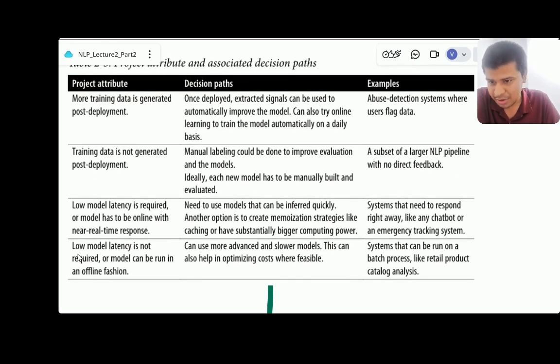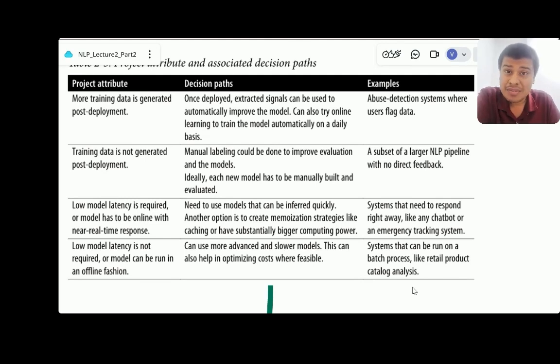Now we'll go to the fourth scenario. Low model latency is not required, or the model can be run in an offline fashion. These are systems that can be run as a batch process, like retail product catalog analysis. So what is this retail product catalog analysis? Whenever a particular product category is bought by customers, we do some customer segmentation and analyze which category or catalog is most interesting for what kind of customers. So these kinds of analysis happen.